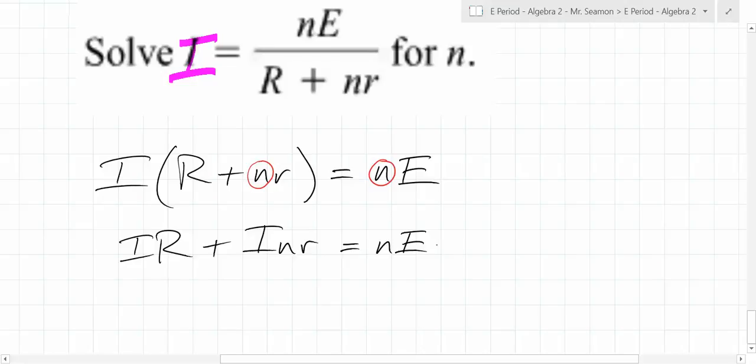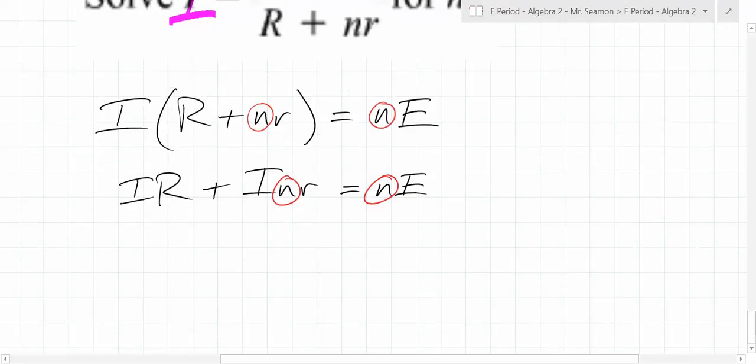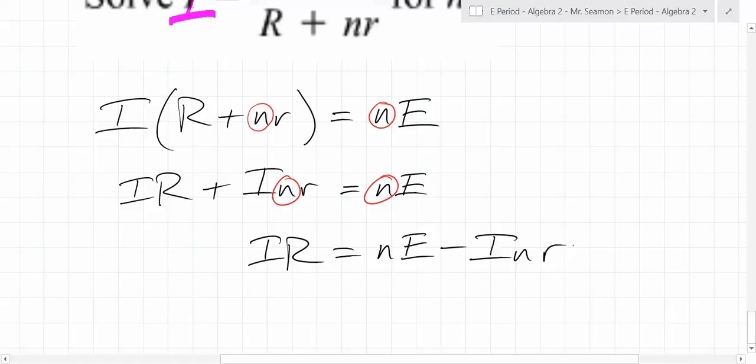Again, what are we trying to isolate? Trying to isolate N. If you want to isolate N, you need everything with N on one side and everything else on the other. So what should I subtract from both sides? INR. So you have IR. I'll show you, use the same color here. You have IR equals NE minus what? INR. Again, there's what we're trying to isolate, correct?